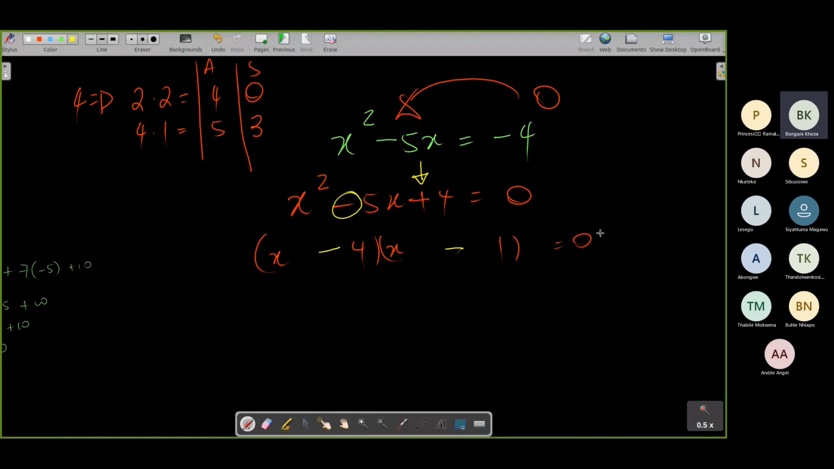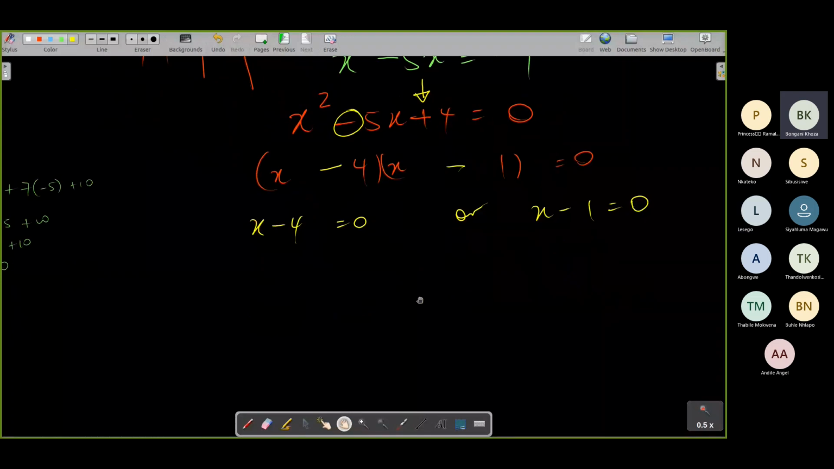I only have everything like that in brackets now. So what I can say now is that this bracket will give me a 0, or that bracket will give me a 0. So it's x minus 4 equals to 0, or x minus 1 equals to 0. So now I'm dealing with a linear equation. So this will just be x equals to 4, or x equals to 1. Right.